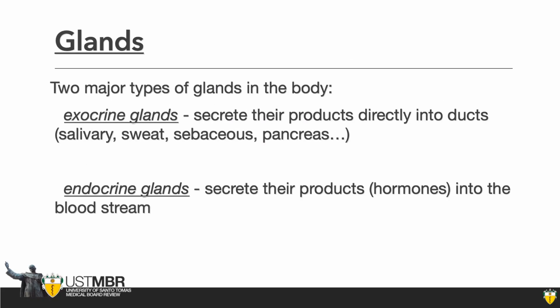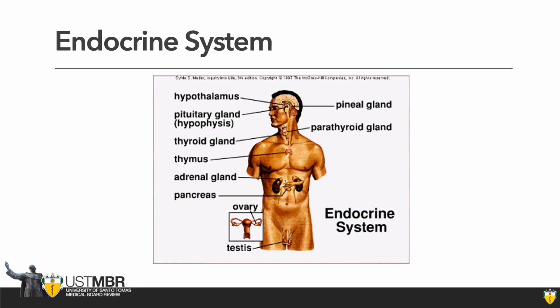There are two general groups of glands: exocrine glands that secrete products directly into ducts, which you're all aware of, and endocrine glands that secrete products into the blood system. There's the whole endocrine system, whereby there's an HPO axis that we talk about. The thymus is generally for the immune system and not part of this module. The ovaries and testicles will be discussed further in gynecology and urology. So we'll focus on the hypothalamus and the pituitary, the parathyroid gland, the thyroid gland, the adrenal glands, and of course the pancreas.